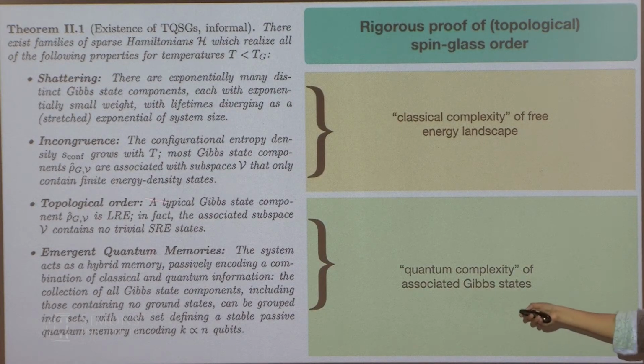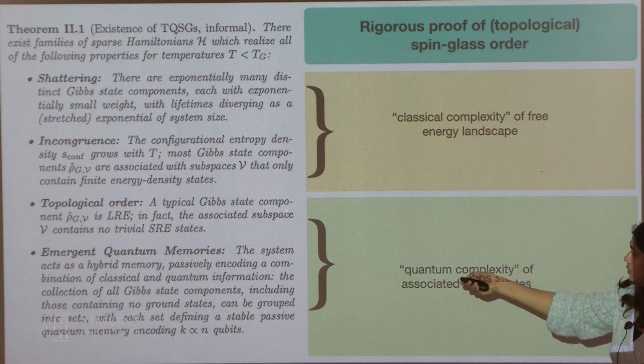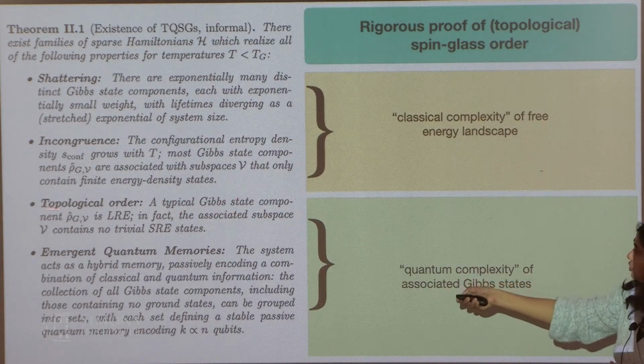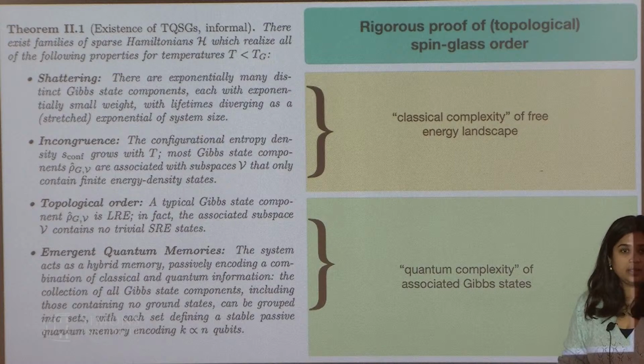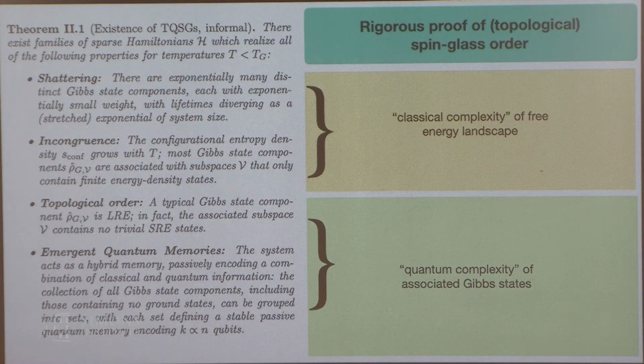And then the quantum aspect is that each, or with high probability, each Gibbs state component is long-range entangled. And in fact, it's going to be an even stronger statement. I'm going to say not only is the Gibbs state long-range entangled, but the subspace of Hilbert space that the Gibbs state is associated with will contain no trivial short-range entangled states. Okay, so this is a much stronger form of topological order, even when compared to the 4D toric code, for instance, where even if the Gibbs state is long-range entangled, at low enough temperatures there are many, many short-range entangled states.